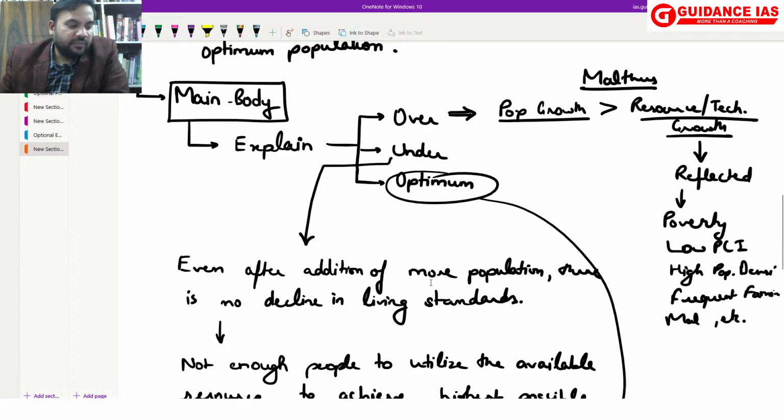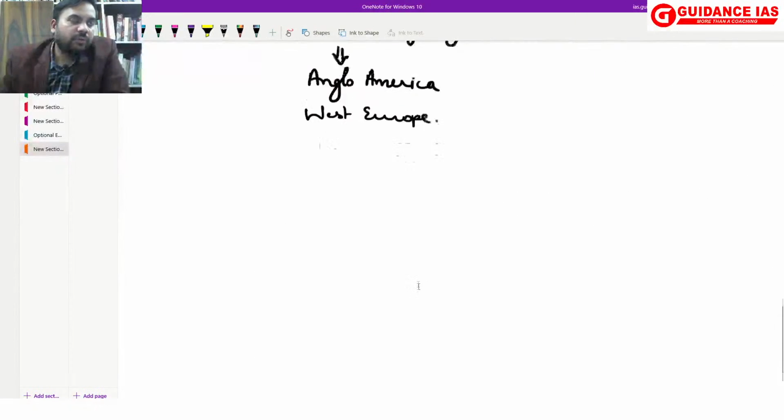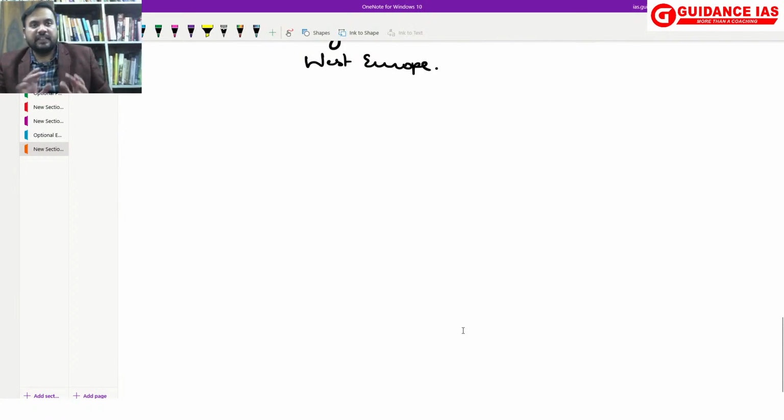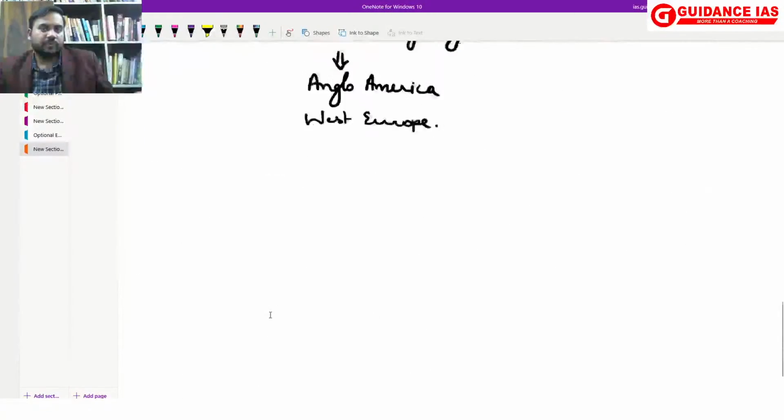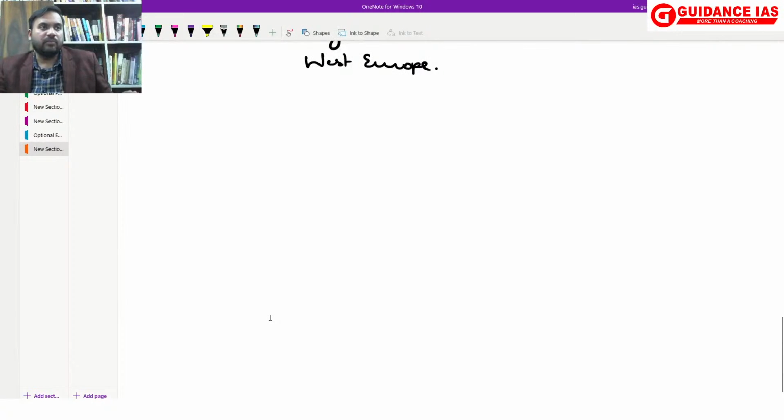ठीक है. So similarly, below that, information about underpopulation is given. But this part, and this I am saying, includes the introduction and this explanation part. It should not be more than 1 page.